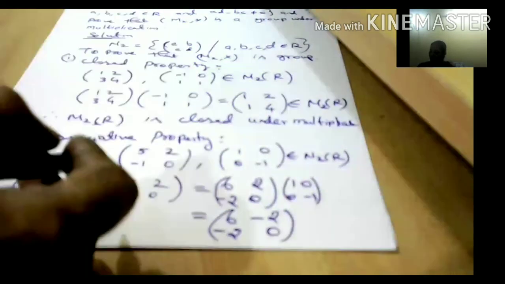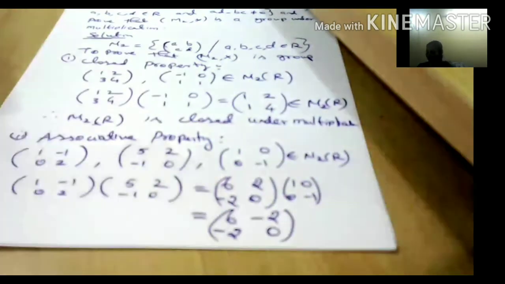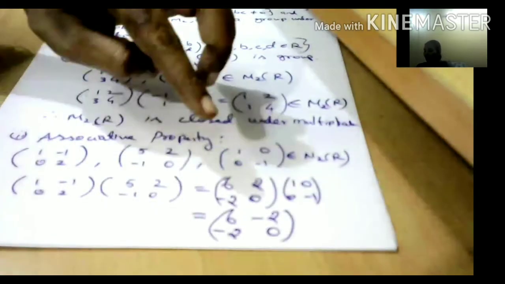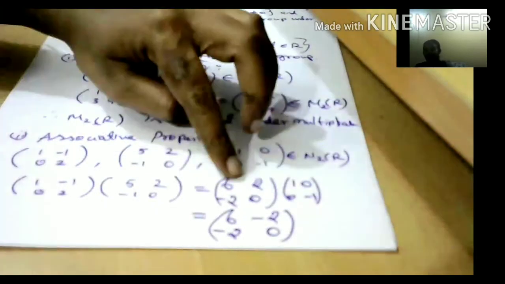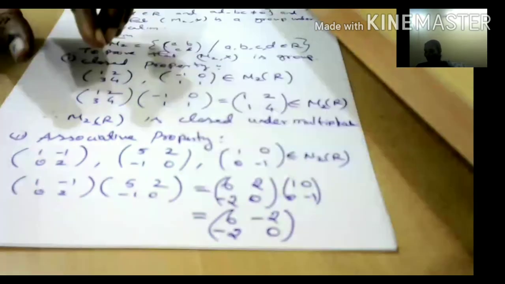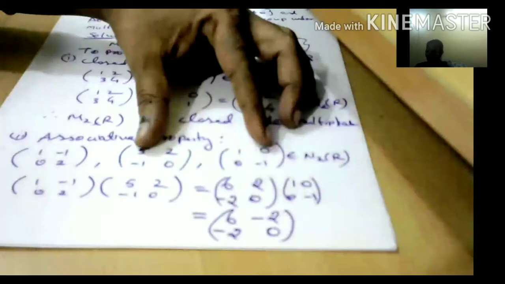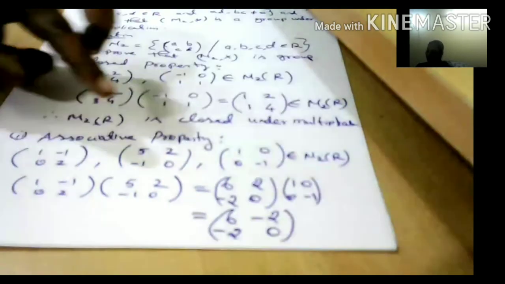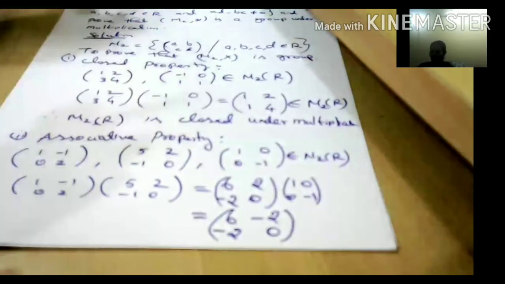So here we have multiplied the first two matrices, and after that we have multiplied the result matrix with the third matrix. Now we are going to do the multiplication between the second and the third matrix. Then we check by multiplying again with the first matrix. So see here.